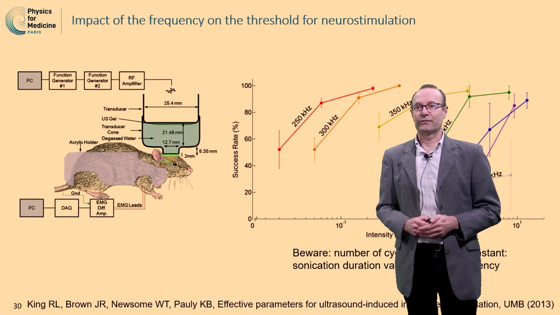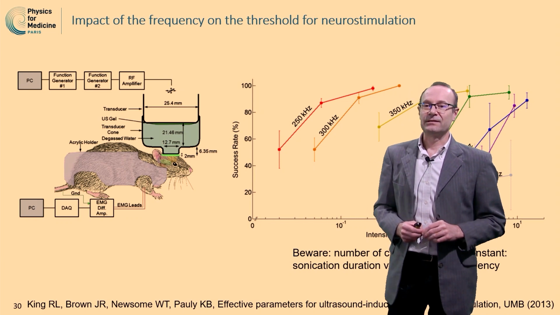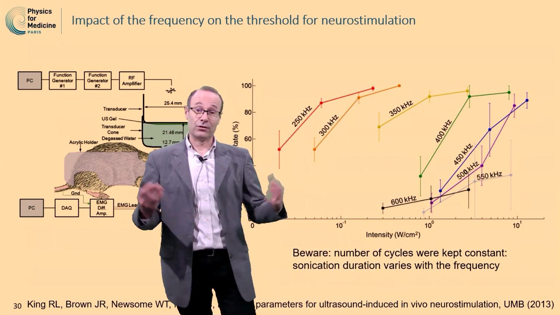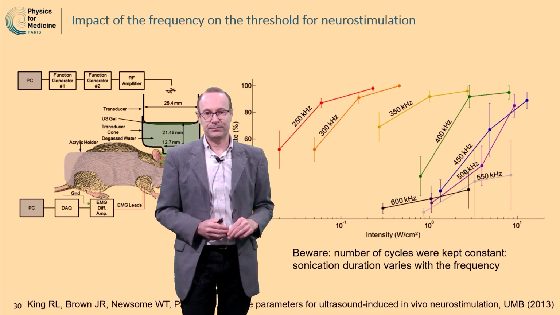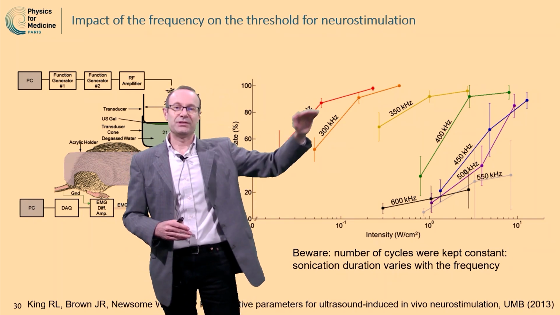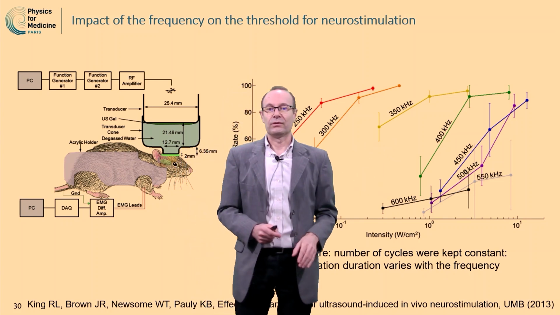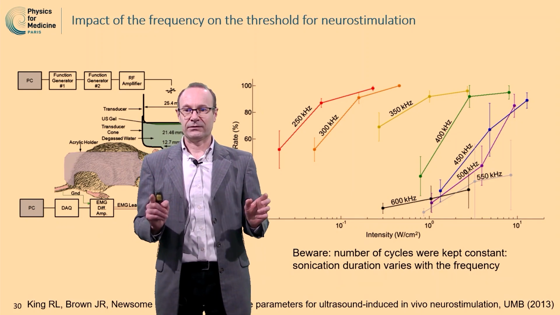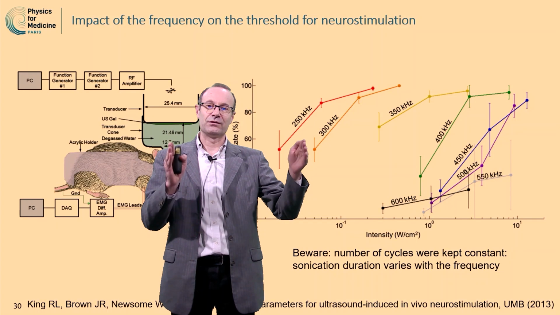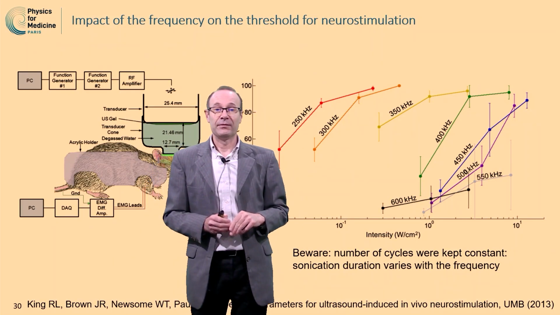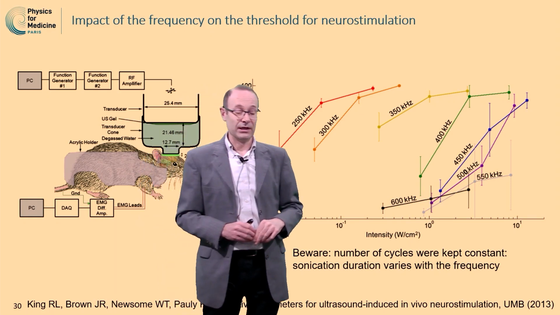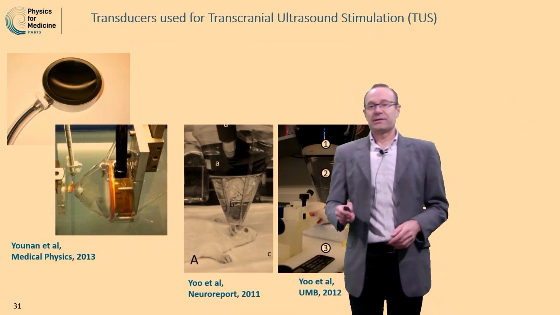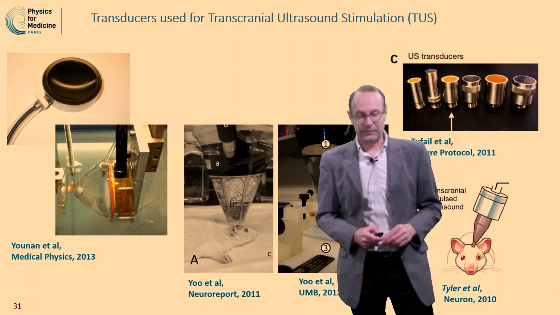Here is an example of such a study by Kim Butts-Pauly's group at Stanford, where they used a set of transducers in order to evaluate the threshold. Again, they confirmed that there is a threshold for neurostimulation. They used pulse stimulation with increased power, and you see here for each frequency a different threshold. Be careful that in this set of experiments, the number of cycles was kept constant. So it means that the whole duration varies with the frequency. Only the number of cycles is constant, but it's a great study to see the impacts of changing the frequency on neuromodulation. So lots of transducers and setups have been used on rodents.